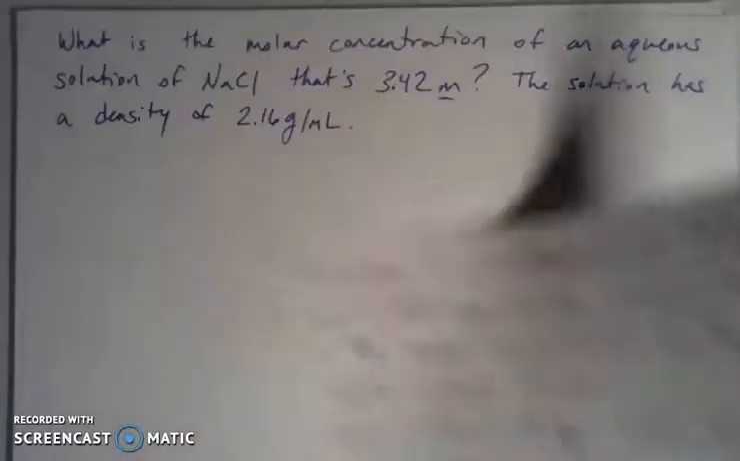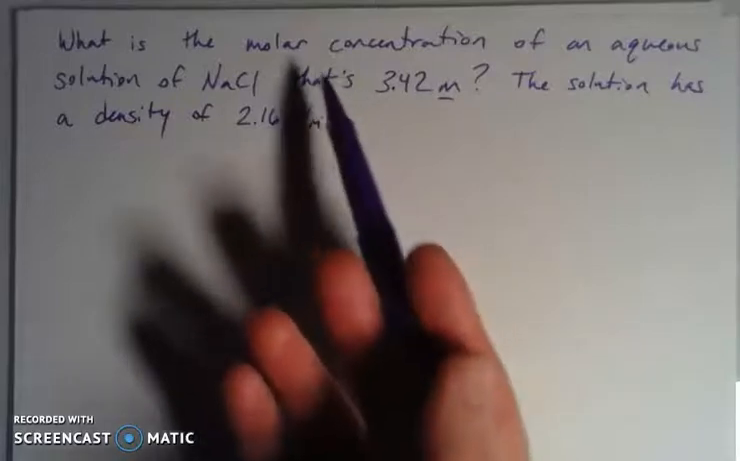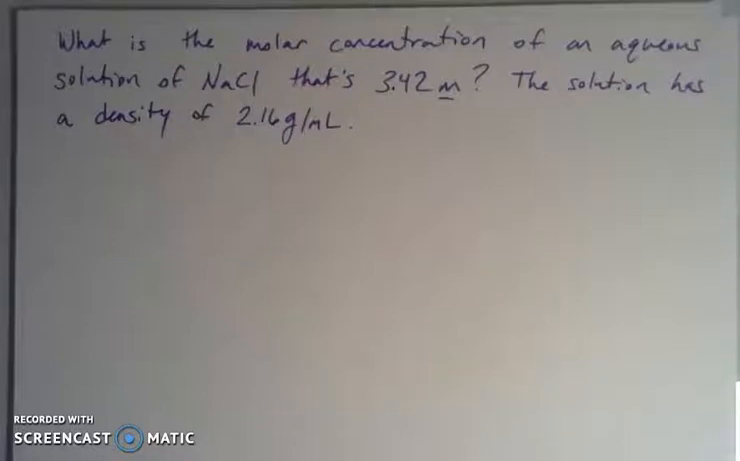Now, how does this relate to molarity then? In order to get from molarity to molality or vice versa, I need another piece of information. I need a density. So let's do this conversion here. It's asking for the molar concentration now. So what is the molarity, the number of moles per liter, of an aqueous solution of NaCl that is 3.42 molal? And you're given a density of the solution.